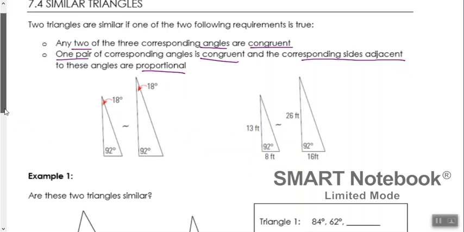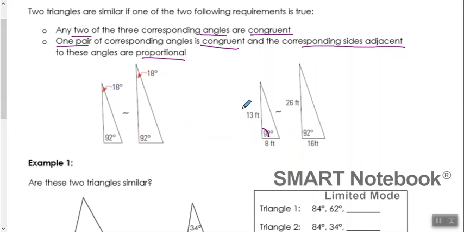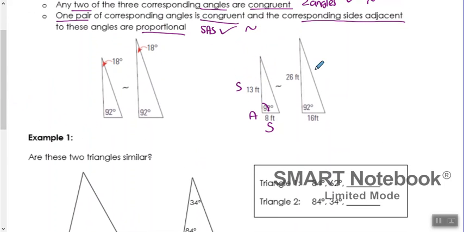And same thing over here. So if I have an angle and the two adjacent sides, so if I have a side, an angle, and then another side, so SAS, okay, then I'm going to have similar triangles as well. So if I know two angles, then I know they're similar. And if I have a side and then an angle and another side, so like this, then I know that my triangles are similar. Okay, so 13 and 26, so multiply by 2, those are proportional. 8 to 16 by 2, so proportional sides, and the angle of 92 is the same.